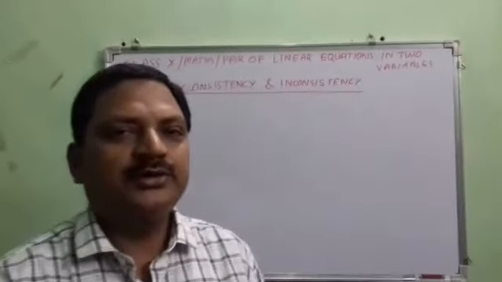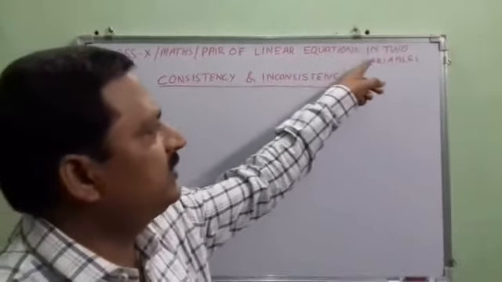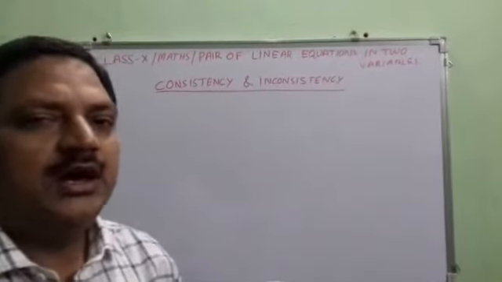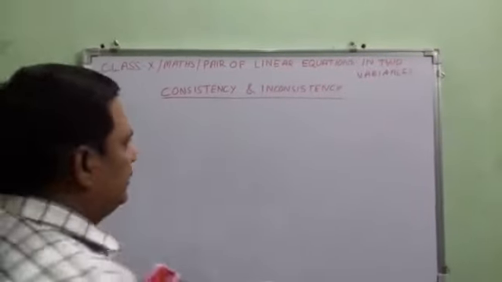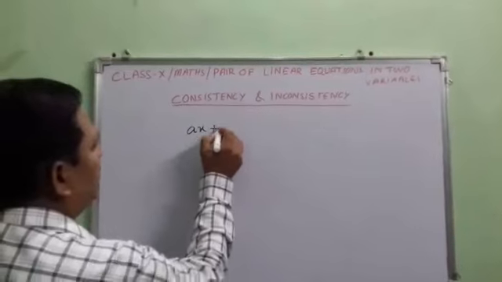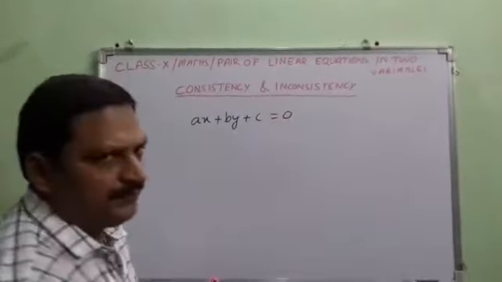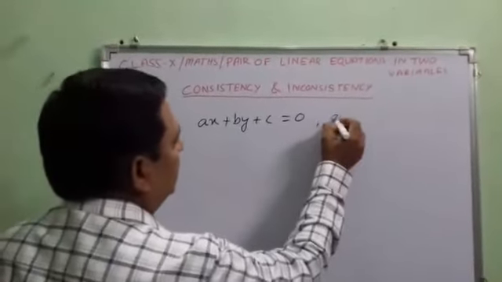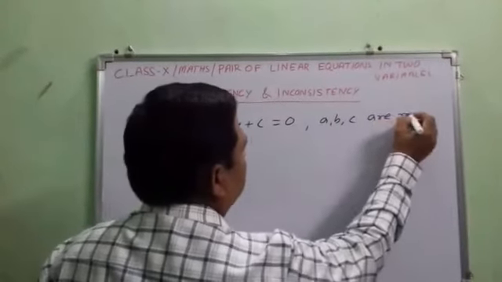Dear students, today we shall learn about pair of linear equations in two variables. You have already learnt how to express a linear equation. Generally, linear equations are expressed like this: ax plus by plus c equal to 0. And what are a, b, c? Here a, b, c are real numbers.